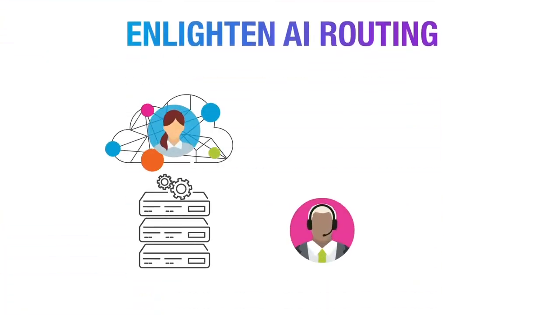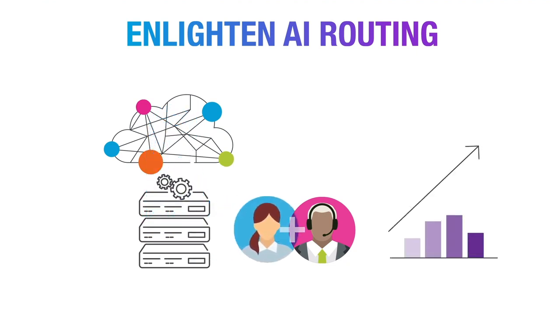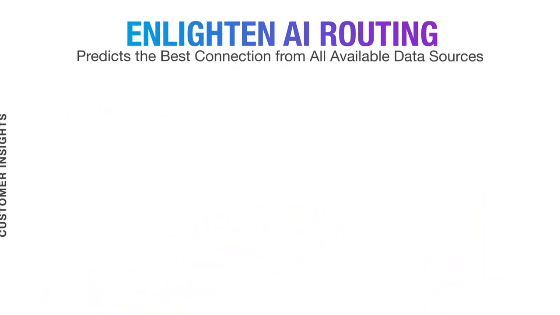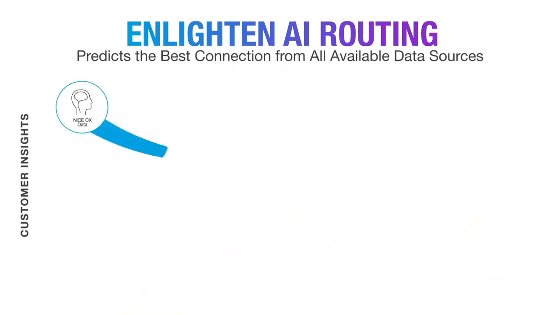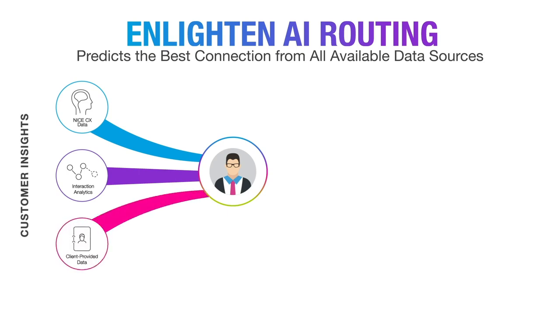Enlighten AI Routing predicts the best match between customers and agents for smarter connections and better business results. The solution is powered by the industry's largest and most holistic set of CX data, generated from award-winning analytics. We can also include our customers' client-specific analytics data. And to further enrich experiences, we have the capability to include any data our customers want to provide.